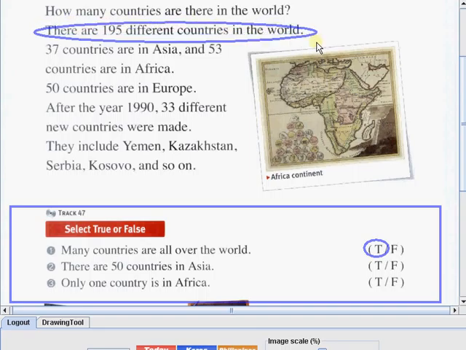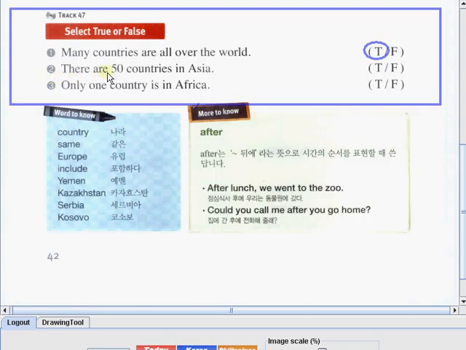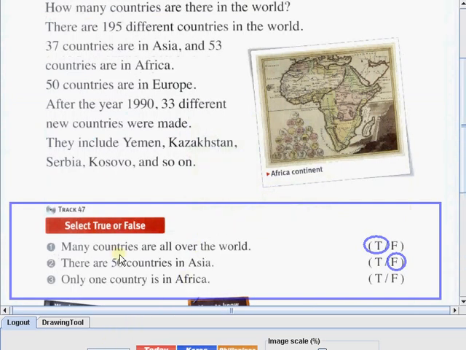Number 2. There are 50 countries in Asia. What is your answer? Very good. The answer here is false. It is false because, according to this passage, in Asia there are only 37 countries. But here it's 50, so this sentence is wrong.